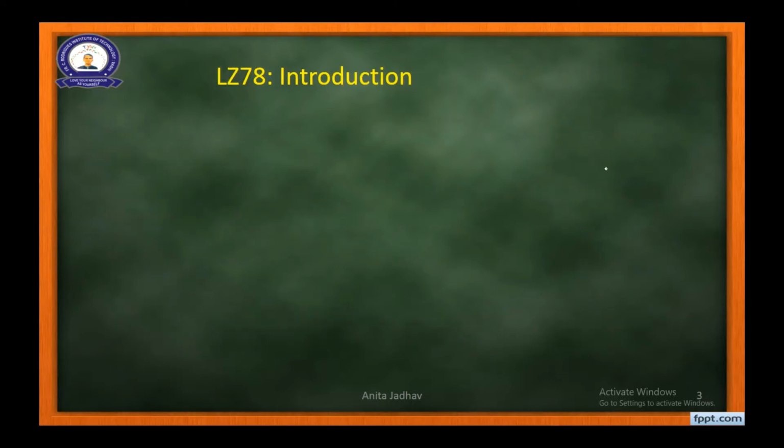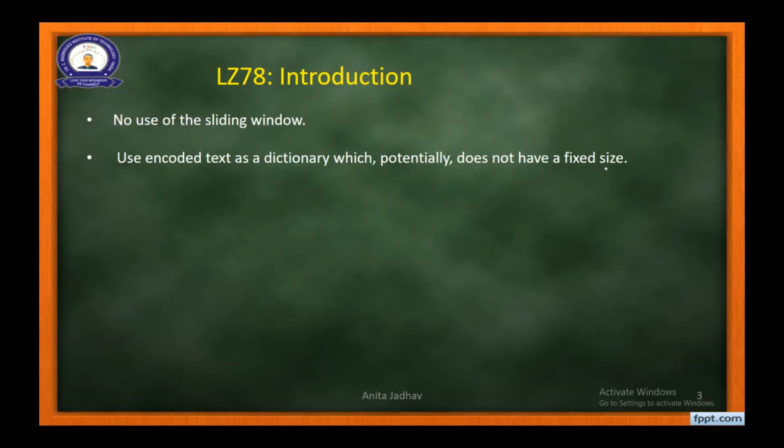So we move ahead to the LZ78 algorithm. The research scientists' names remain the same. They said that we can have one more variation. So first thing, in LZ78 you don't have a sliding window. Second, we will be using the encoded text as a dictionary. So the moment you encode a text, it gets entered into the dictionary.